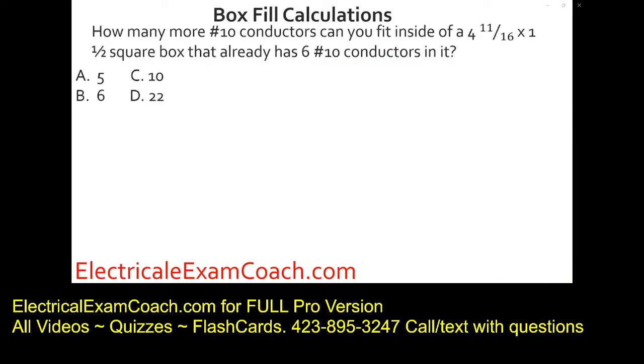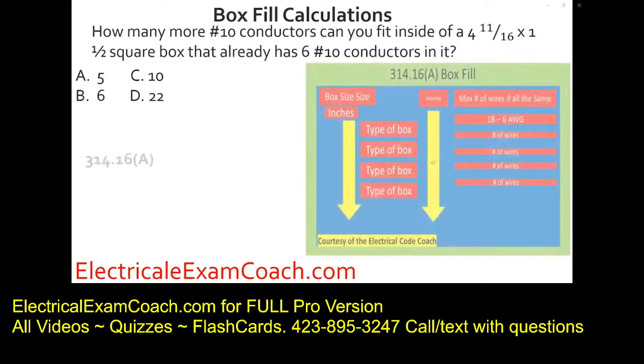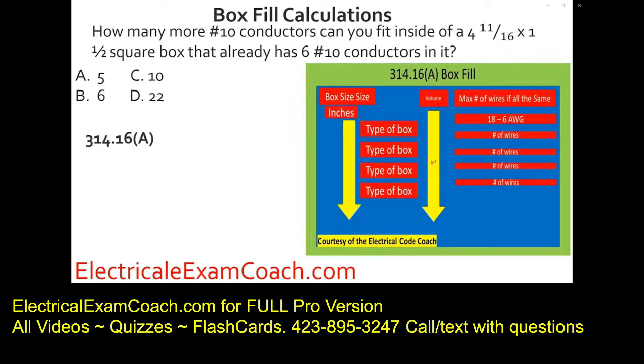How many more number 10 conductors can you fit inside of a 4 11/16 by 1.5 inch square box that already contains 6 number 10 conductors in it? Well, since both of these are of the same size, we can just do some simple math. First, we have to find out how many the box holds at all. And we find that it holds 11. Then we have to do some simple math. We already have 6 conductors, so we take our original 11 minus 6, and it lets us know that we can put 5 more inside of that box, and we select A.